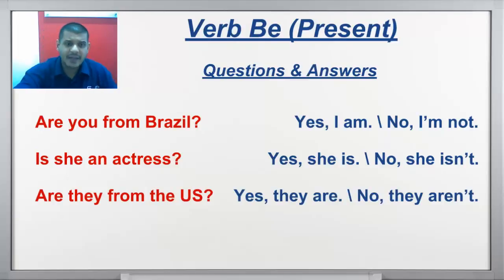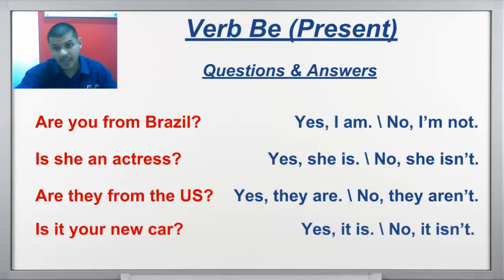Okay? And finally, is it your new car? Yes, it is. No, it isn't. Okay? So, basically, my friends, this is it for the verb be, alright?